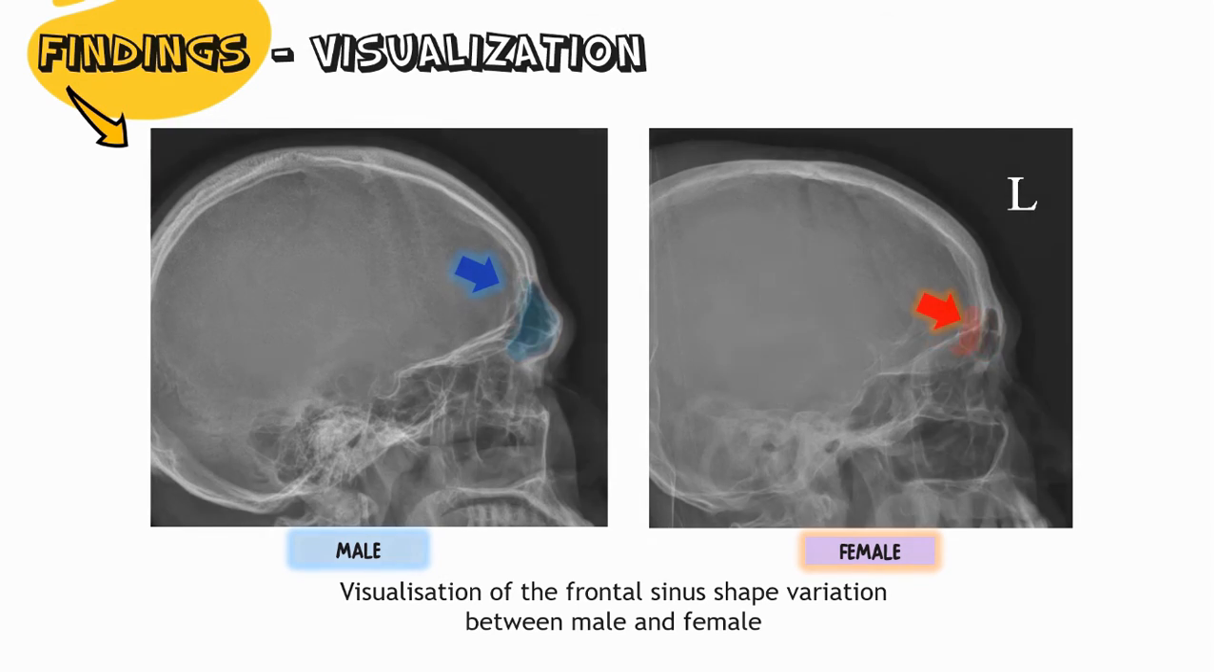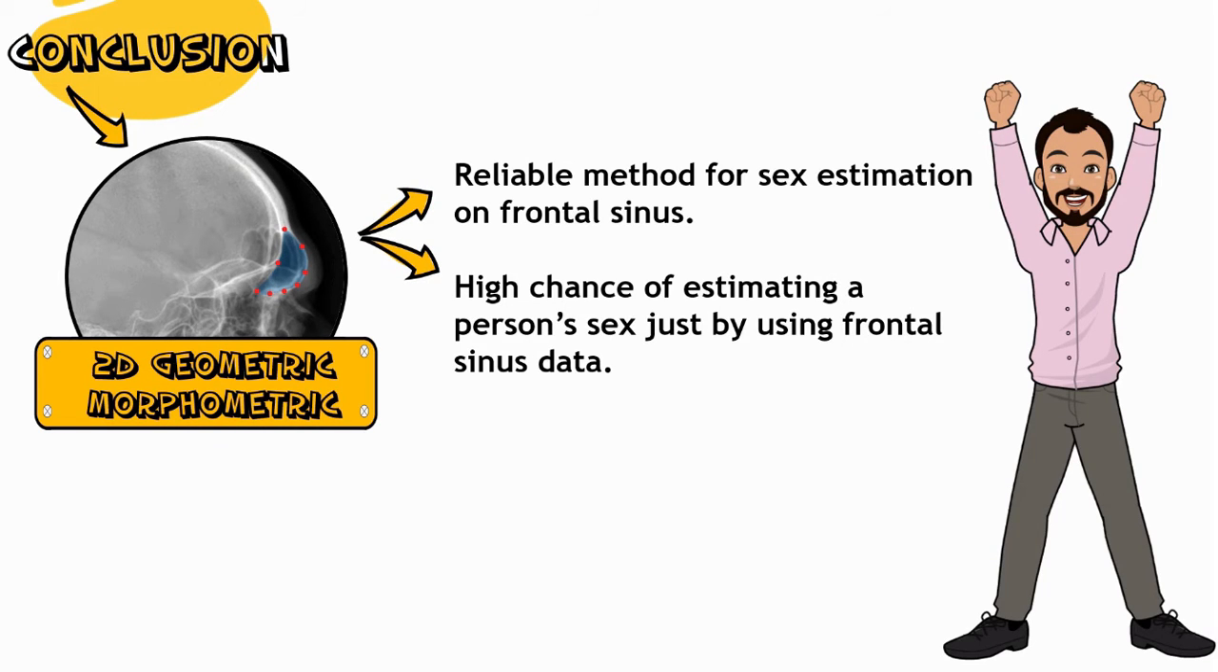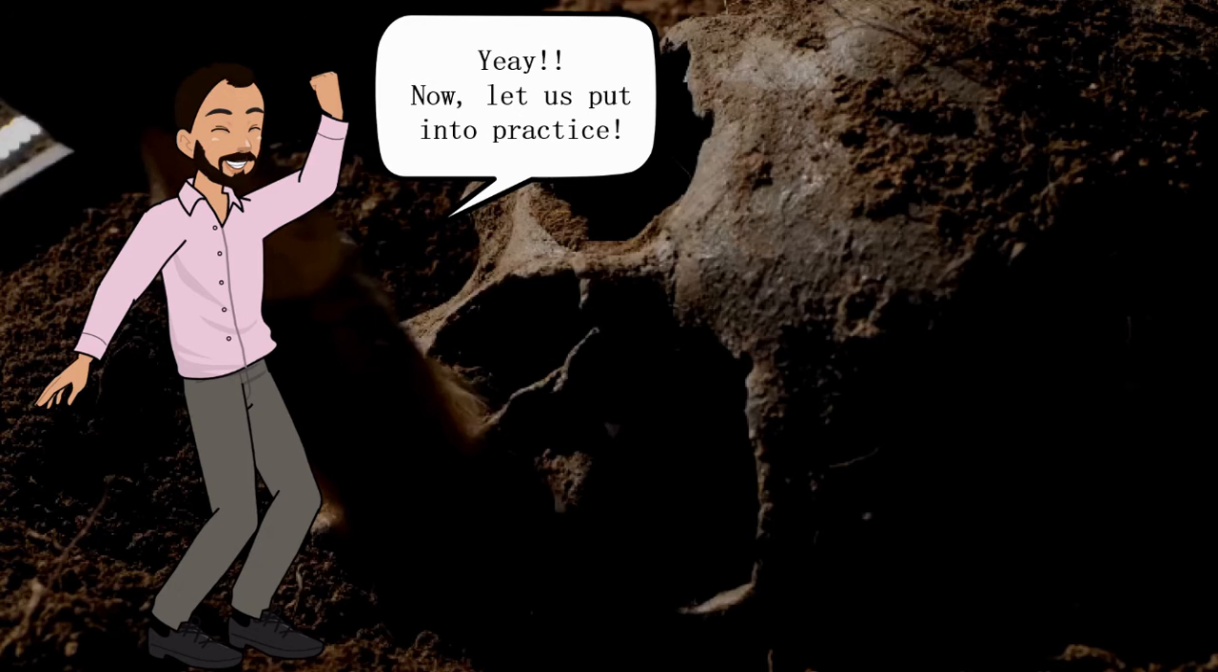So, to conclude, the results of significance and high classification accuracy suggest that the geometric morphometric method is a reliable method for sex estimation on frontal sinus. So now, we have a high chance of estimating a person's sex just by using frontal sinus data.